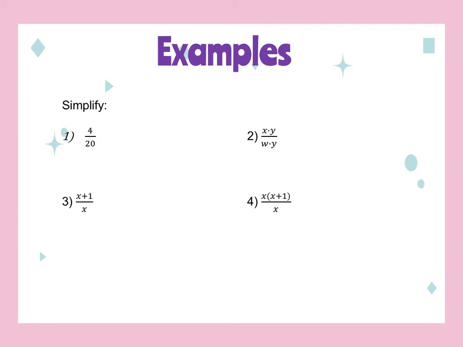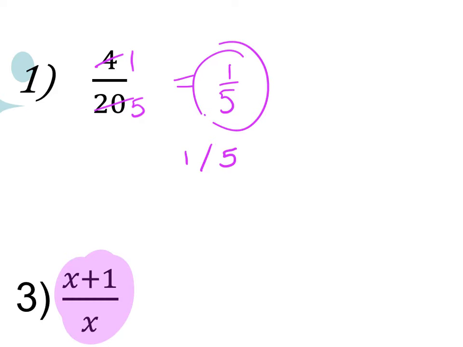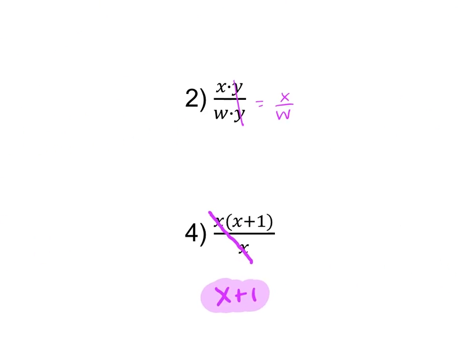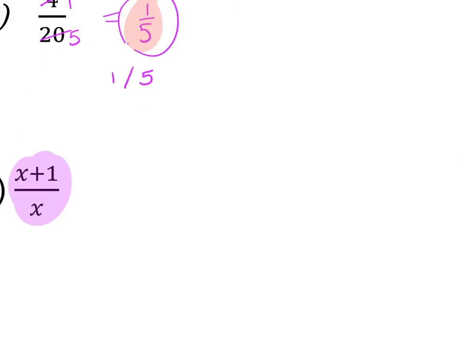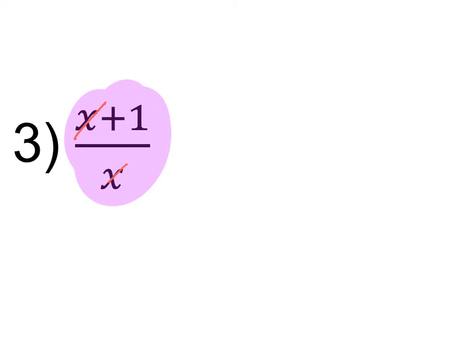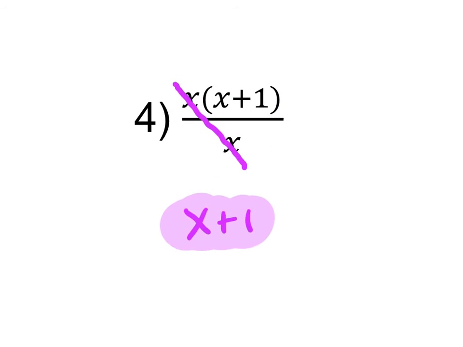All right, let's work through some examples. And again, we're going to kind of baby step our way in. So number 1 is 4 over 20. Is there something that goes into both of those? The number 4. Good. So 4 would go. That would give us 1/5. Number 2, I've got x times y and w times y. Because it's multiplication, we can cancel through the y's, and we end up with x over w. Number 3, I cannot cancel this x with this x because that x is with the 1. So that's like a little protected package that you can't break up just part of it, which means my overall answer cannot be simplified, and that would be the same. Number 4, I can cancel through both the x's, and I get left with just x plus 1.